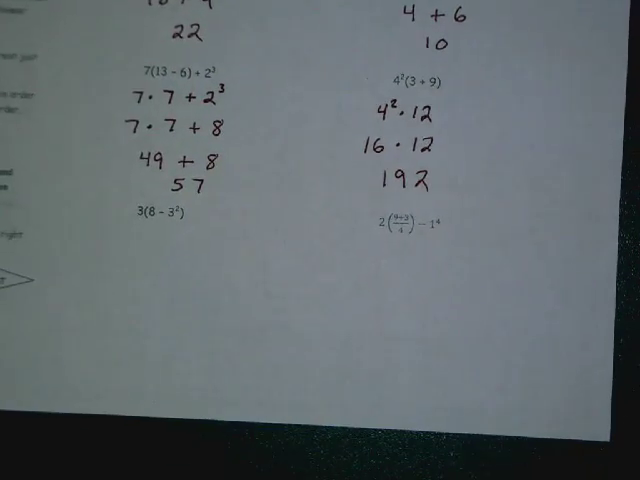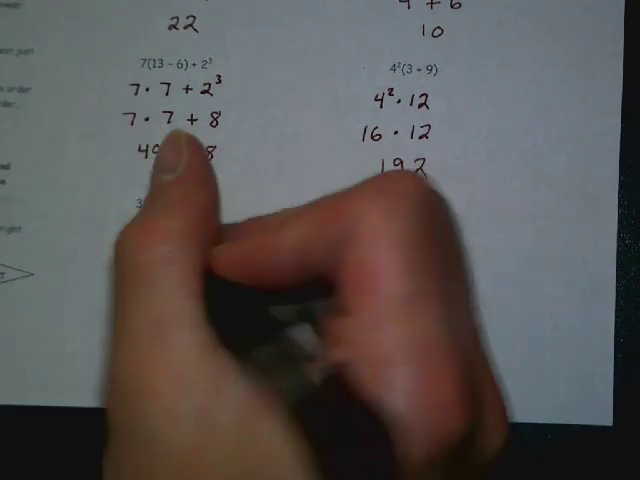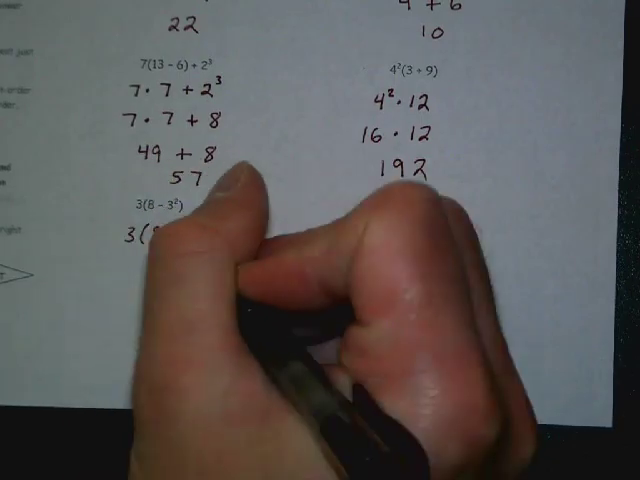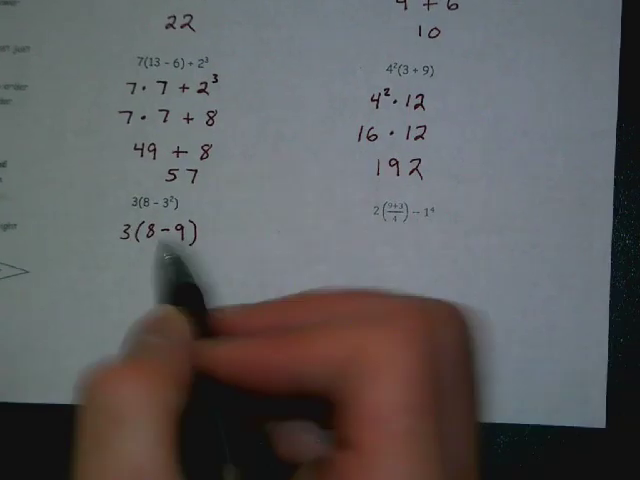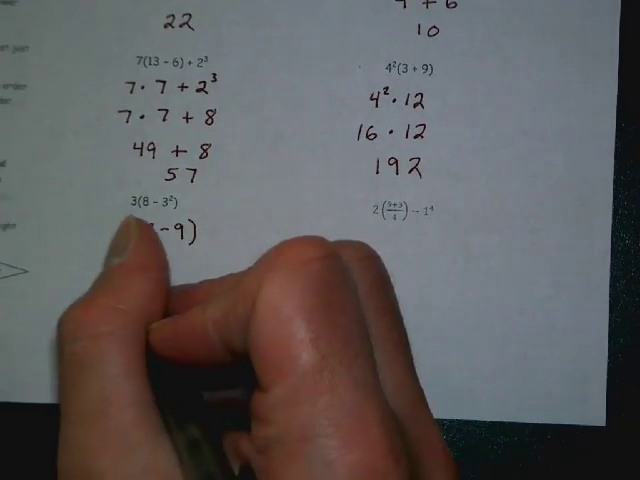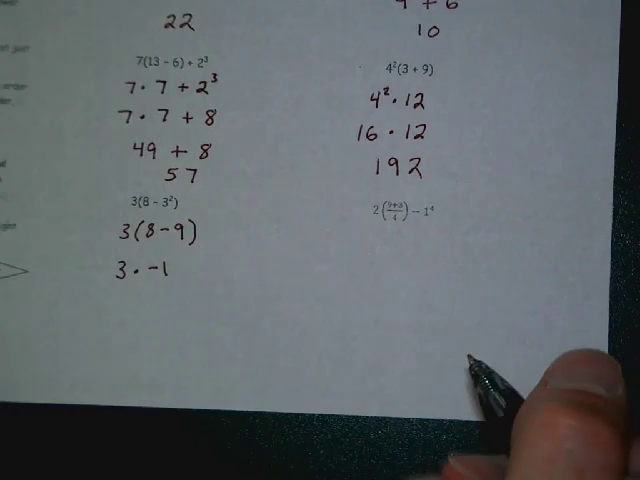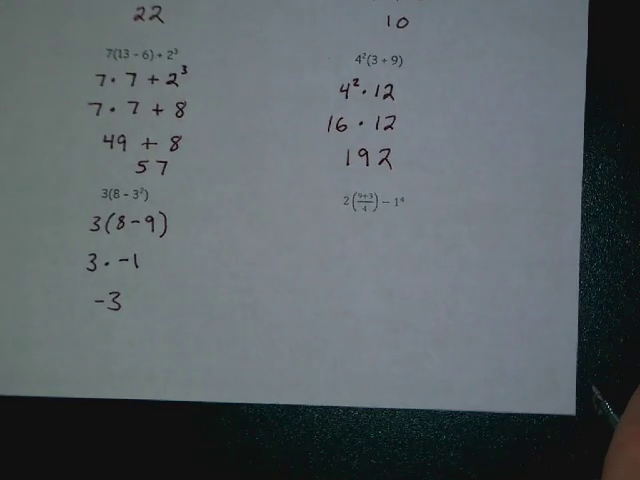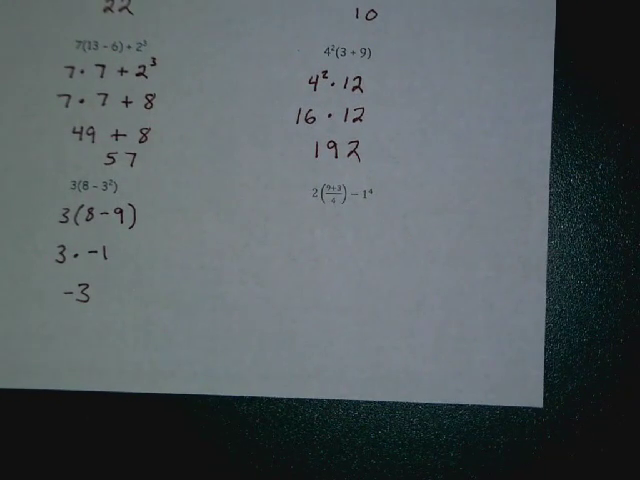Got parentheses again. So within the parentheses, you still got to follow order of operations. It's like inside of parentheses is a brand new problem. So we got exponents to do in there, because you can't subtract until you take care of those exponents. So 3 squared is 9. Now you can subtract on the inside. What does 8 minus 9 give us? Negative 1. So we have 3 times negative 1, and we get negative 3.